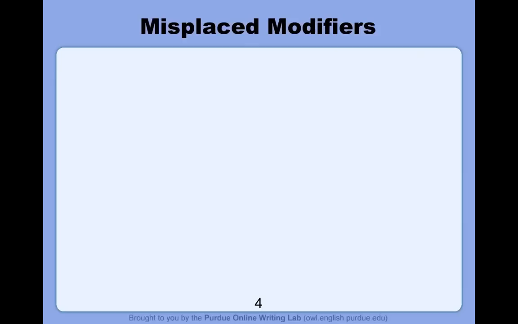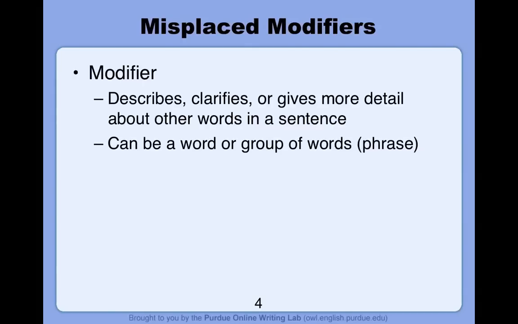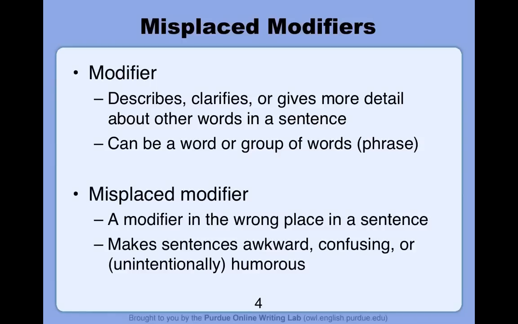Okay, misplaced modifiers. First of all, what's a modifier? A modifier describes or clarifies or gives more detail about other words in a sentence. A modifier can be a word or group of words, in other words, a phrase. A misplaced modifier, on the other hand, is a modifier in the wrong place in a sentence, and as a result, it makes the sentence awkward, confusing, or unintentionally humorous. And yes, when there are misplaced modifiers and your sentence has a completely different meaning than you intended, people will giggle. They will get a kick out of it.